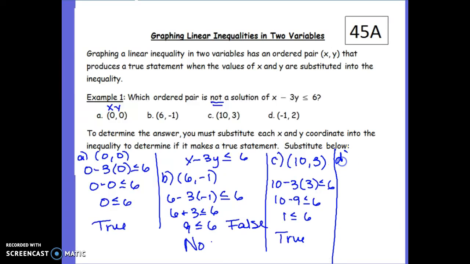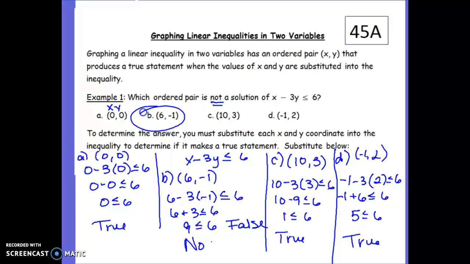And then D, if we plug in negative 1, 2, we've got x, which is negative 1, minus 3 times positive 2 is less than or equal to 6. Negative 1 minus 6 gives us negative 7, and negative 7 is less than or equal to 6. That one is also true. So the answer here would be B. The only ordered pair that's not a solution is 6, negative 1.